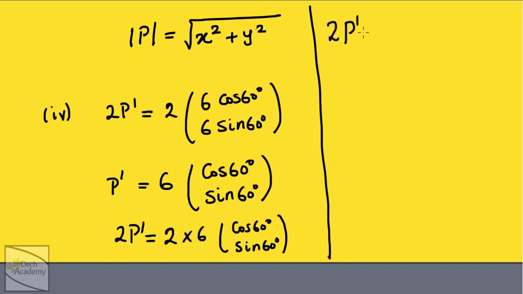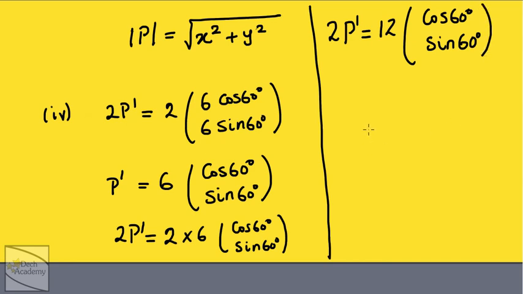So 2P prime is 2 times 6, which is 12, into cos 60 degrees, sine 60 degrees. You can stop here.